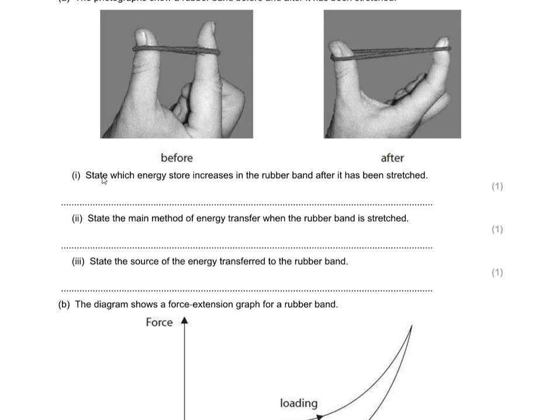So what energy is that? So this is the elastic potential energy. Now, what is the main method the energy gets transferred in this case? Method, process. So therefore, now we are using a force to stretch it, so therefore it's going to be mechanical. Okay, mechanical or mechanically. Now, what is the source? Where is the energy coming from? I can see the energy coming from the guy's hand, the hand slash fingers. Okay, this is the source.